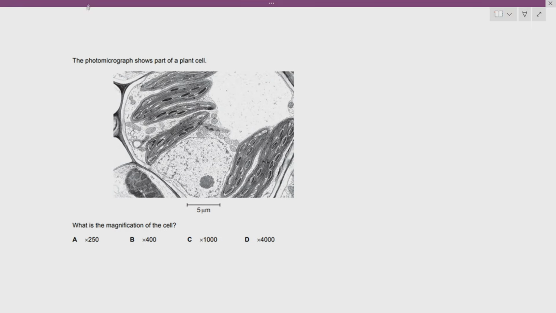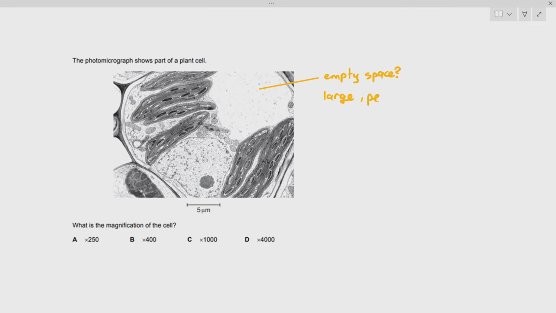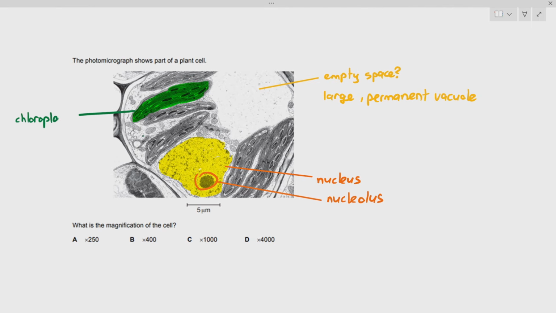The photomicrograph shows part of a plant cell. Okay, we know this is a plant cell even without them telling us, because number one, it has that empty looking space there, which is the large permanent vacuole. That yellow area which I'm highlighting is probably the nucleus, and that small black circular thing is the nucleolus, right? Next one here, those oval shaped things, that one looks quite odd, but those are the chloroplasts.